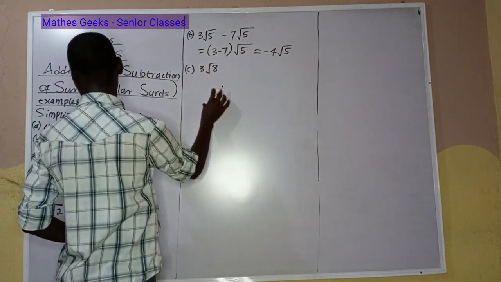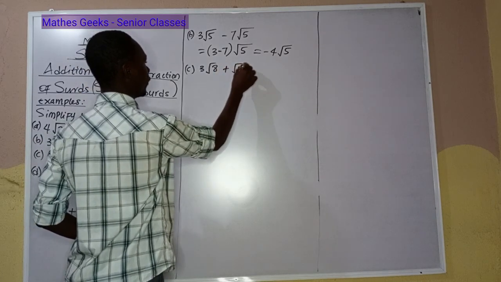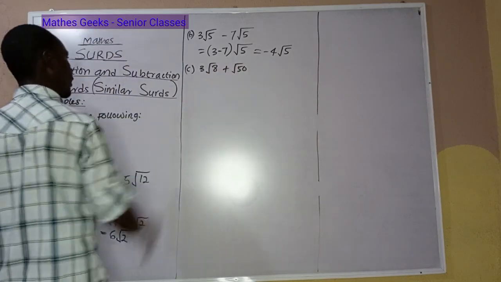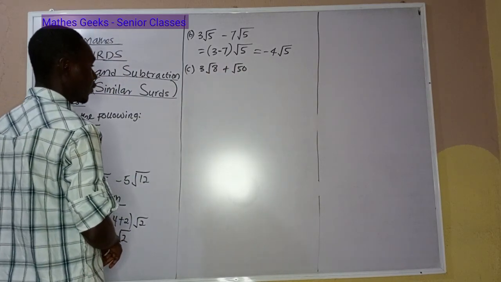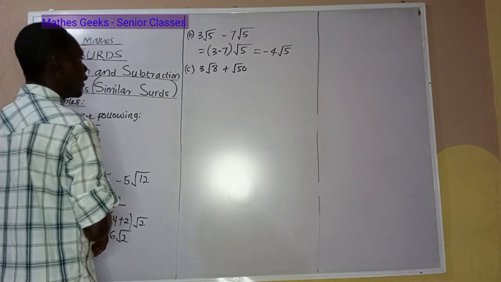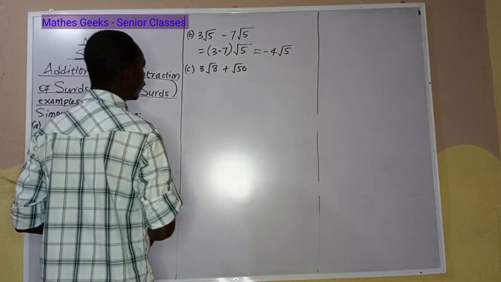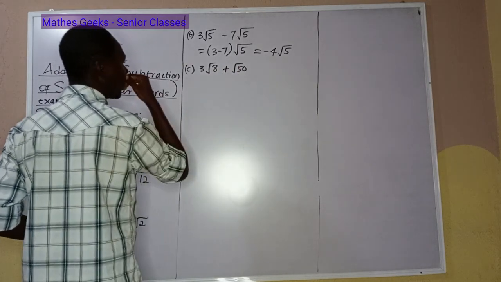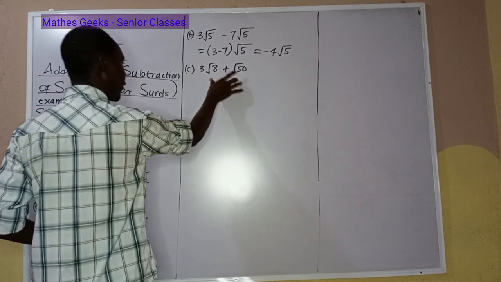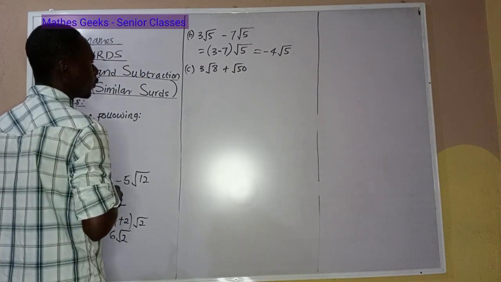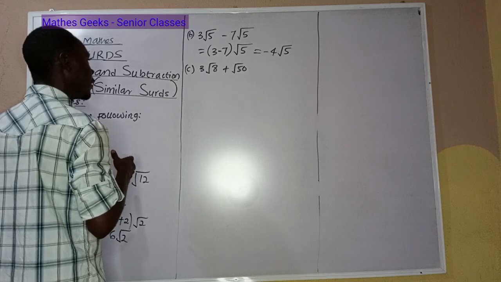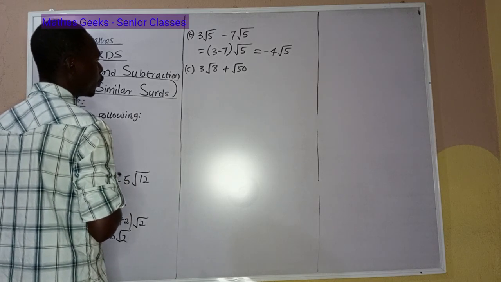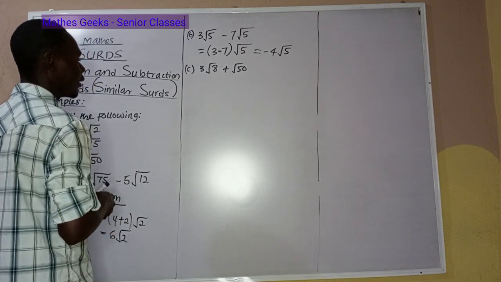C: 3 root 8 plus root 50. You can see, merely looking at it, it looks as if addition will not be possible. Well, that might have been the case if we try to add these two surds without simplifying them further. For what we can see, we can simplify these surds. So if we simplify further and we discover that in the simplest form both surds are not alike, then we may not be able to add. But if both surds are alike, then we can add.